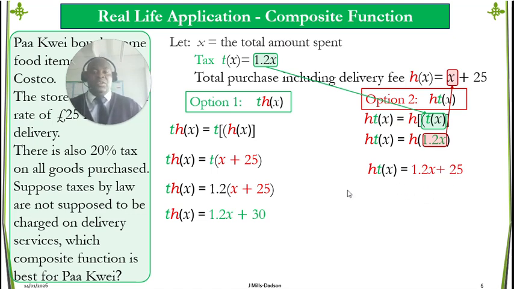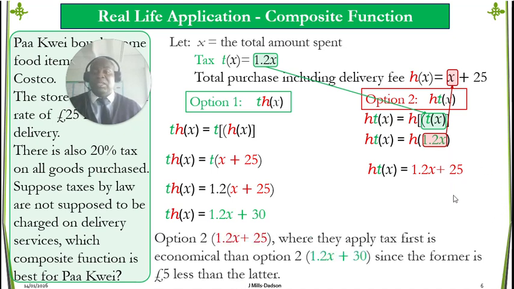Now, if you look at these two, they both have 1.2x. So it's irrelevant how much you spend, this amount will be the same. But there is a difference of add 30 in option 1 and add 25 in option 2. So clearly you could see that option 2, whereby we start with the tax function, is economical because you end up paying less than if you had done option 1, because you're going to have £5 less than the latter one.